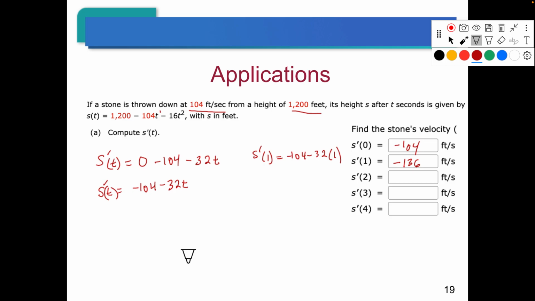So now what do I do with that? So I know it hit the ground after 6 seconds, but the question is, how fast was it going? Where do I find that?